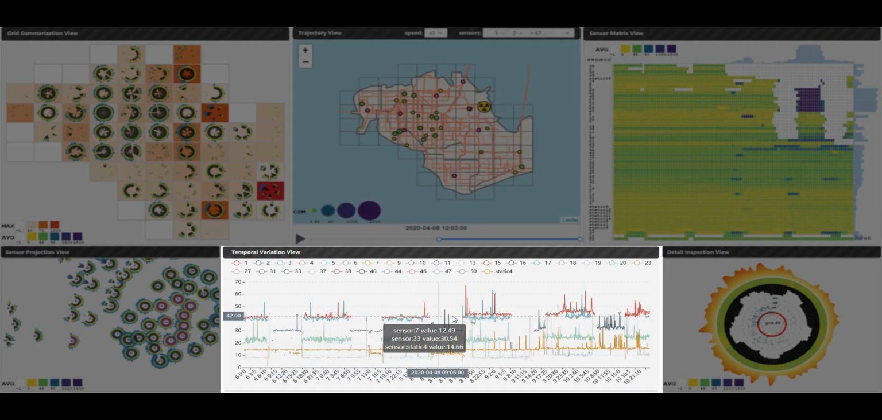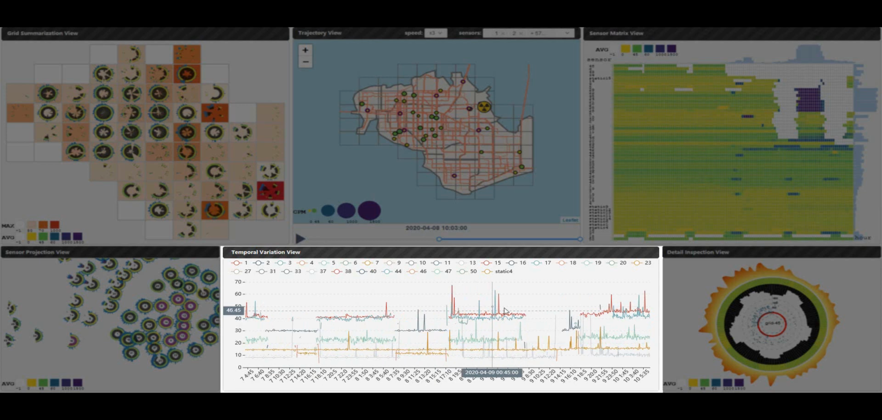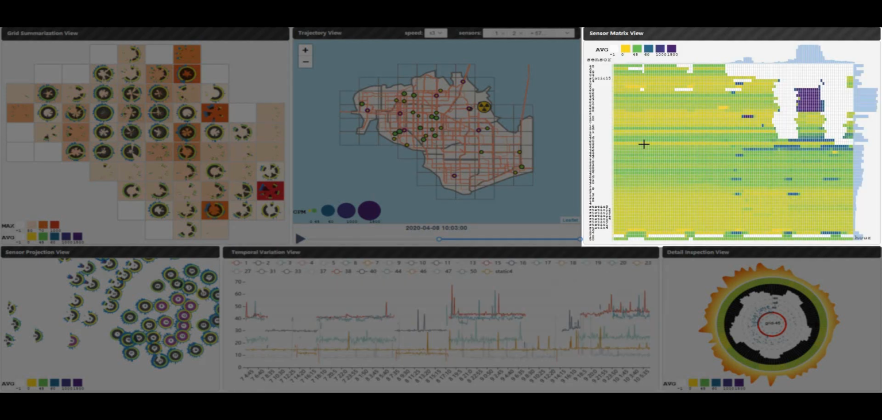The temporal variation view shows the temporal changes of the radiation values of the sensors in a specified grid area. The sensor matrix view displays the sensor's hourly average of radiation values. Each row represents a sensor and each column represents 1 hour. Colors encode different levels of the average radiation values. The vertical ordering is based on the similarity of the sensors, which is consistent with the sensor projection view.